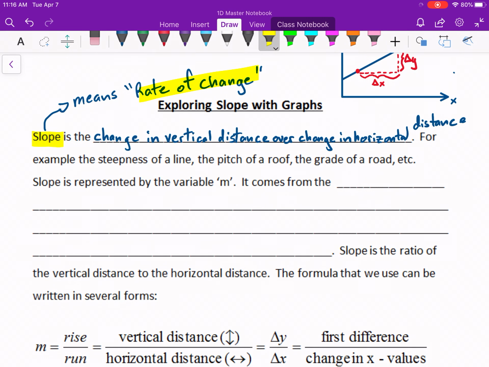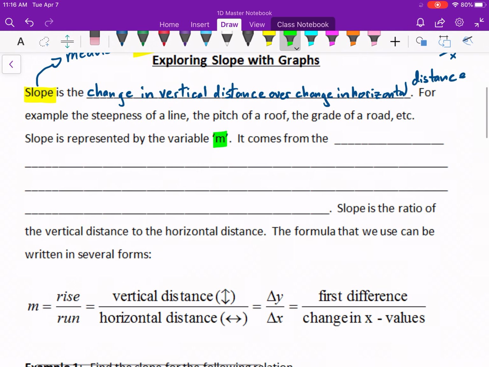When we're talking about slope in this course, we're going to use the variable m to represent it. All right? The reason that we use the variable m is it actually comes from the French word monter, which means to go up or to ascend.